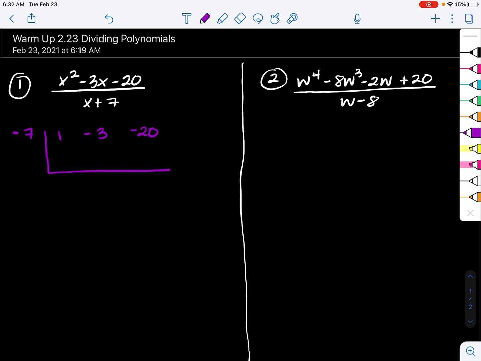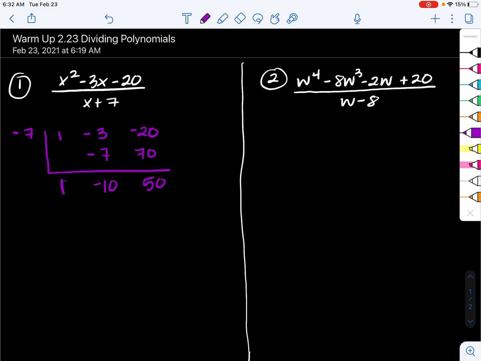So number one, here's the setup. Remember, we bring the first number down. We multiply any bottom numbers with the outside number. So we get a -7, and then we add going down the column. And multiply, and add.